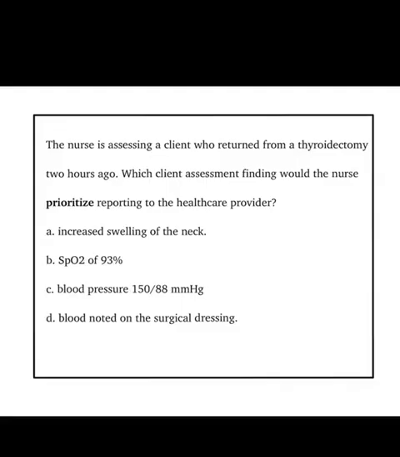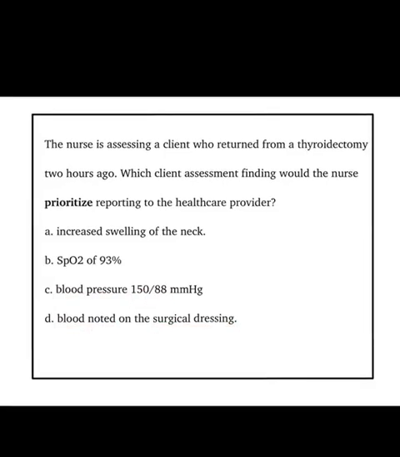Okay, let's read. So the nurse is assessing a client who just returned from a thyroidectomy 2 hours ago. Which client assessment finding would the nurse prioritize reporting to the healthcare provider? Is it A, an increased swelling of the neck, B, SpO2 of 93%, C, a blood pressure of 150/88, or D, blood noted on the surgical dressing? So if you need more time to reread the scenario and look at those answer choices, go ahead and pause the video. And whenever you're ready, just unpause it and you will see the answer, okay?